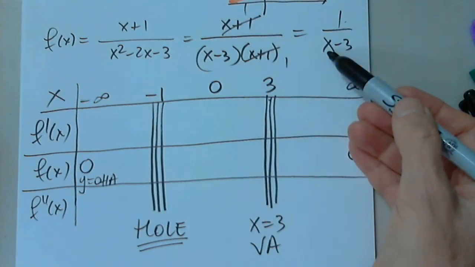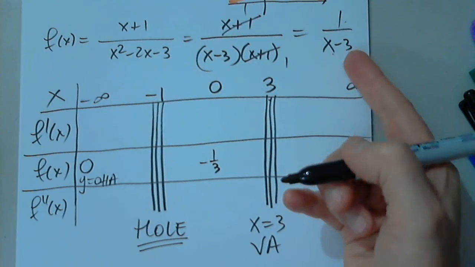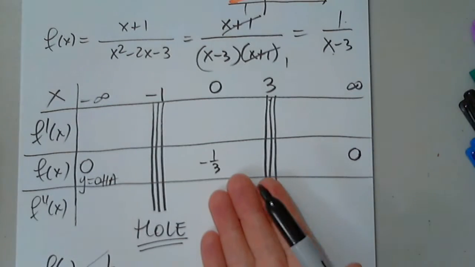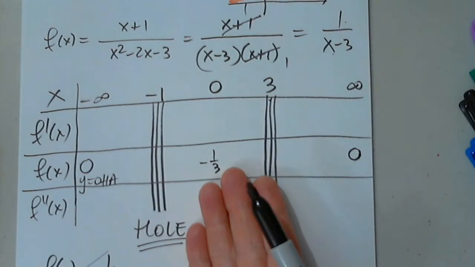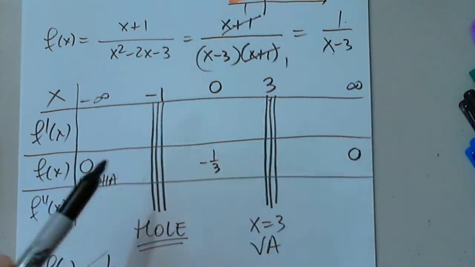I plug in 0, I get -1/3. You don't have to write f of 0 equals -1/3. There is no need. I see it in the table. Unless you want to. If this helps you and you have to have it, write it and then put it in the table. Then I need to find the limit from the left and the limit from the right.